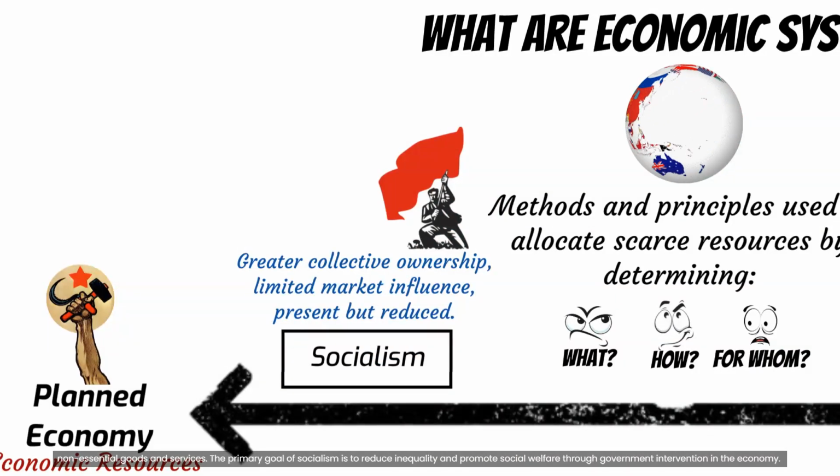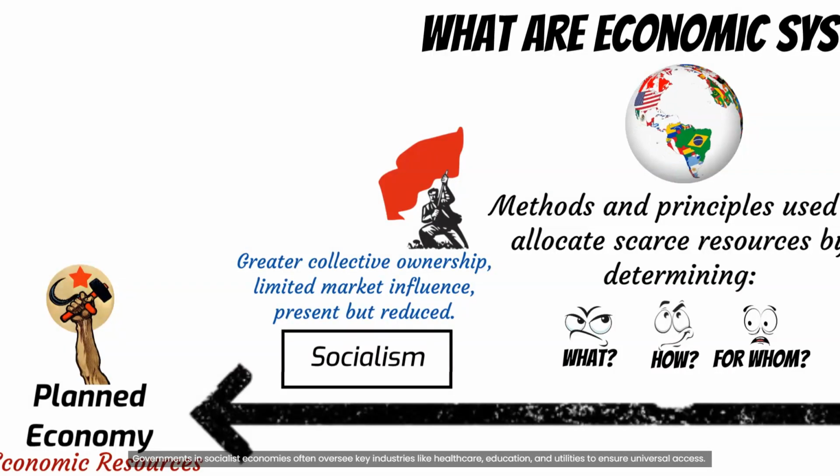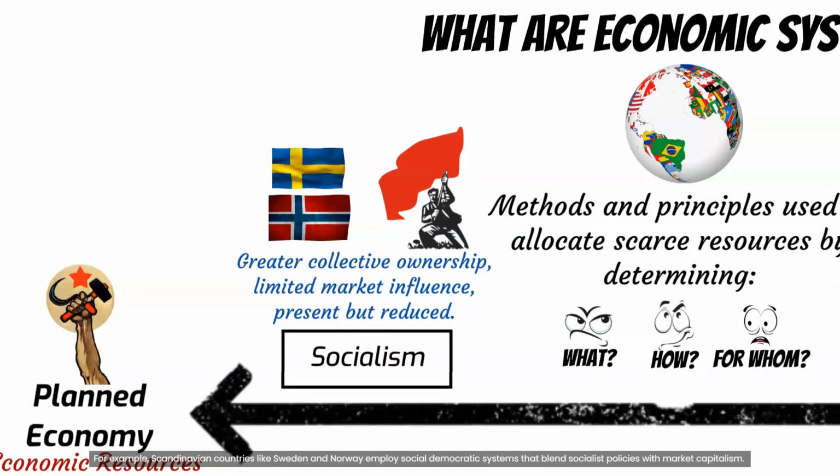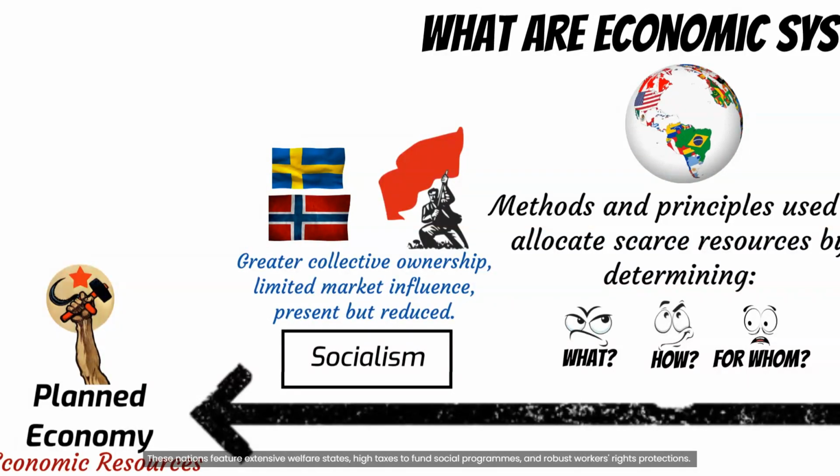The primary goal of socialism is to reduce inequality and promote social welfare through government intervention in the economy. Governments in socialist economies often oversee key industries like healthcare, education, and utilities to ensure universal access. For example, Scandinavian countries like Sweden and Norway employ social democratic systems that blend socialist policies with market capitalism. These nations feature extensive welfare states, high taxes to fund social programs, and robust workers' rights protections.